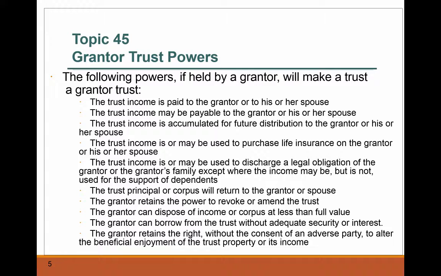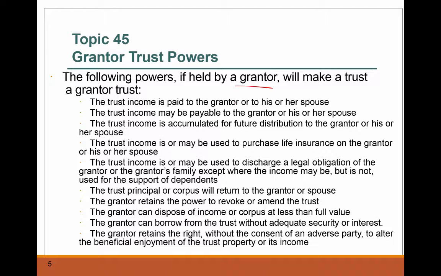But with a grantor trust, you have tons of powers. These are the powers that, if held by the grantor, will make a trust a grantor trust. Some of the most common is if the income is paid to the grantor's spouse, for example, or if the trust income may be payable to the grantor or his or her spouse. Also, if it's accumulated for future distribution to the spouse, that will make the trust a grantor trust. Those are some of the most common. Also, if it's used to purchase life insurance where it goes to your spouse.